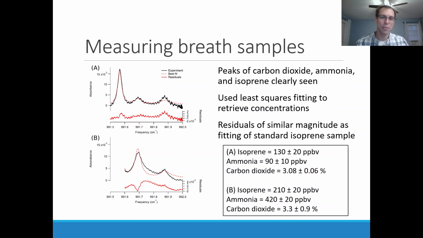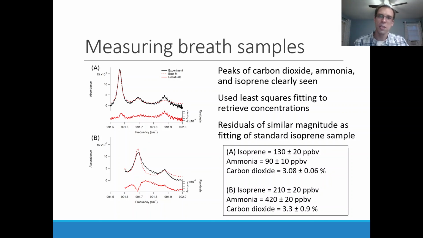Now, we weren't able to compare this to a different method. We didn't have another method readily available to double check, like mass spectrometry or something like that. But these concentrations are reasonable. They're within the normal range of isoprene concentrations that have previously been measured in humans.